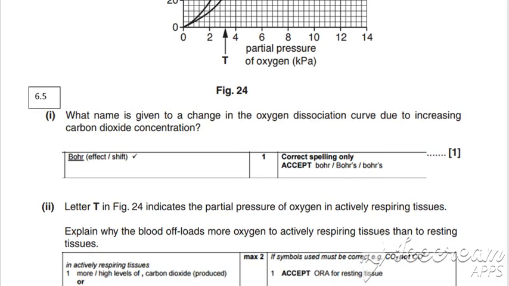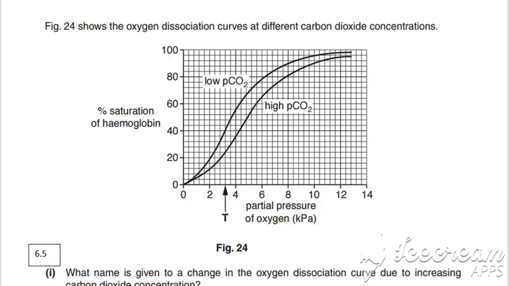Letter T indicates the partial pressure of oxygen in actively respiring tissues. Explain why the blood offloads more oxygen to actively respiring tissues than to resting tissues. So looking at the graph at T, when there are actively respiring tissues, there's going to be a higher concentration of carbon dioxide. So we're looking at the high curve, and we can see that the percentage of saturation of hemoglobin is lower when there is a high concentration of carbon dioxide.